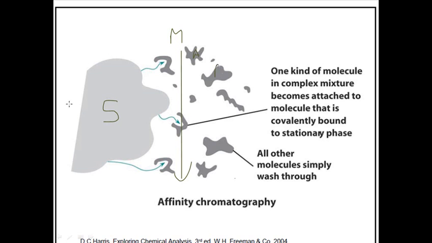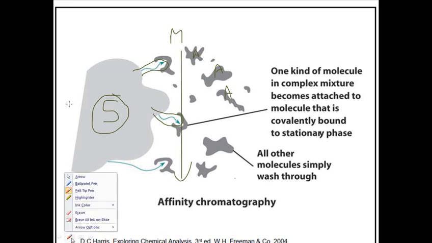The analytes are some types of chemicals or some types of molecules. Those molecules can only be attracted or attached to the specific types of molecules that are present in the stationary phase. So again, we design the stationary phase having, for example, in this case, some antigens. Those antigens can bind only to a specific type of antibody. So in the whole mixture, we have the antibody.